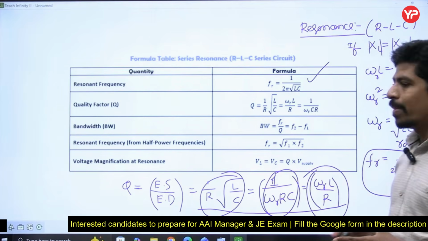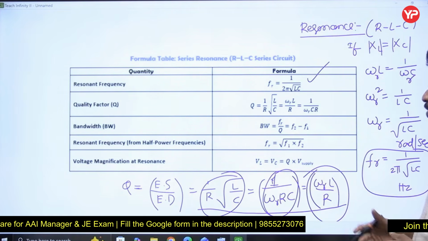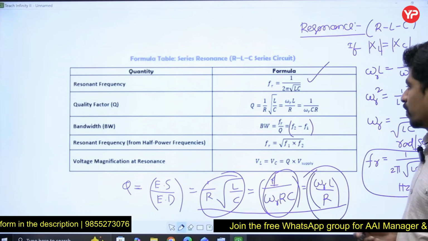Our next topic is bandwidth. Bandwidth is nothing but the upper cutoff frequency minus the lower cutoff frequency, F2 minus F1, where F2 is the upper cutoff frequency and F1 is the lower cutoff frequency.